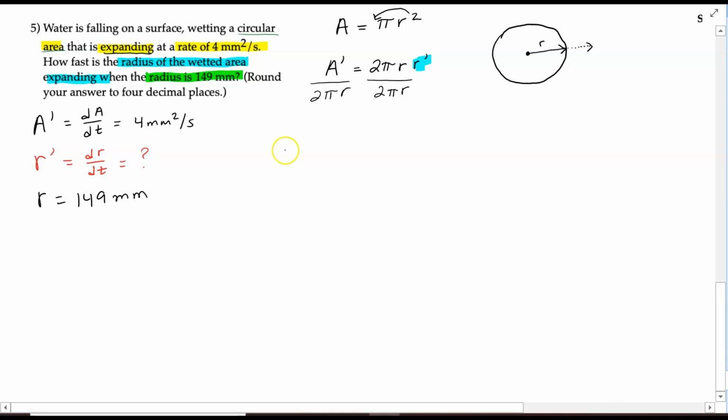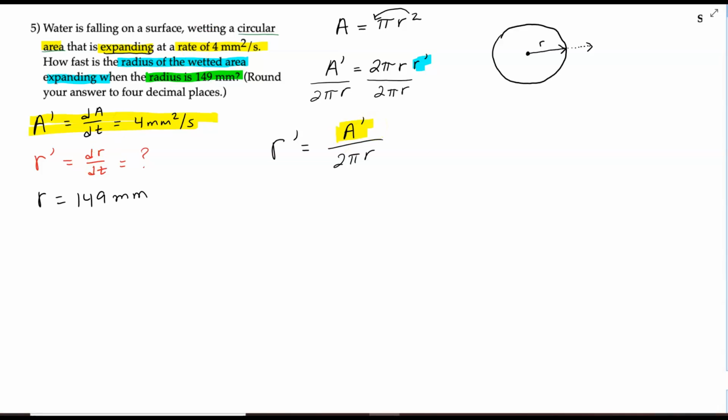Now that I have r prime equals A prime divided by 2 pi r, let's see what I know. Well, I do know A prime. That was this part over here that I'm highlighting now in yellow. And I know pi is a constant. And I know r is this thing that I highlighted over here in green, and I'm going to highlight it down here in green. And that's 149. So now I'm just ready to plug in what I know.